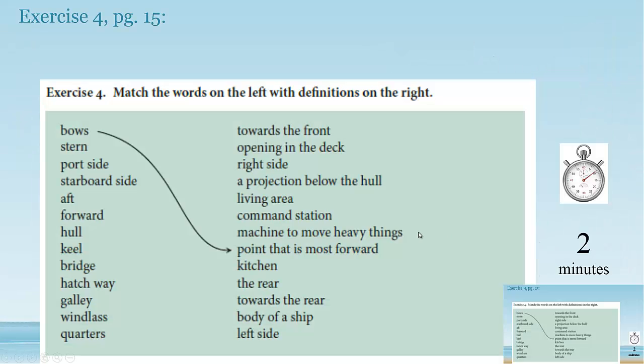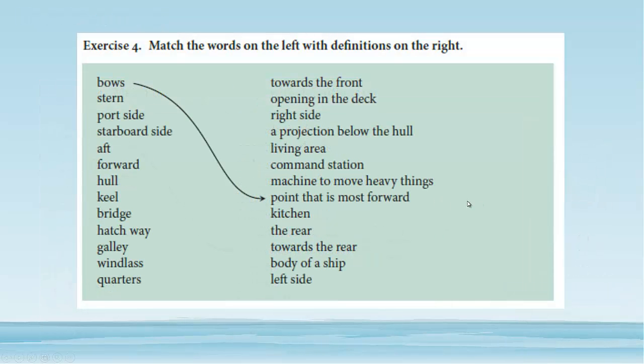Oh, there's no problem here at all. Okay, let's go ahead and match these words up. The bows we already have, that's what we talked about, is the point that is most forward. Tony Grice is saying bows. I would say bow, but okay. So the stern is the most rear then, the rear part of the ship. It's the actual place that you're going. You're going to the bow, or you're going to the stern, the actual place on the ship.